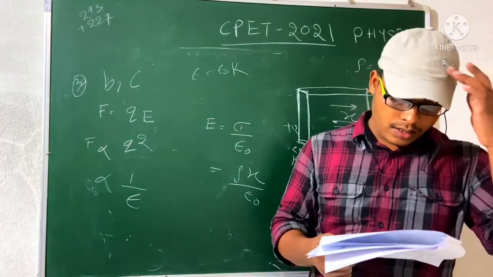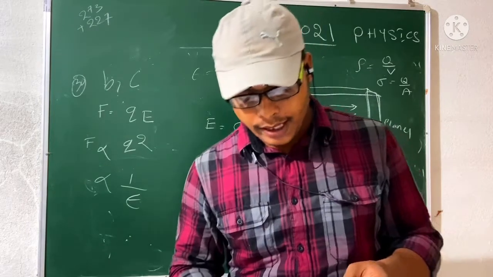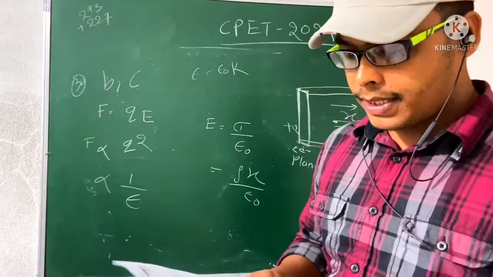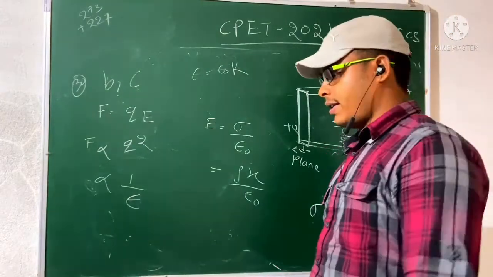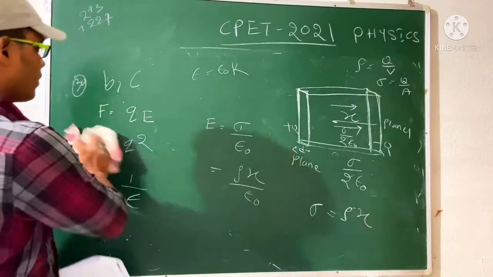Okay, so question number 31 is also given. How many time constants will elapse before the power delivered by the battery drops to half of its maximum value in an RC circuit? Okay, so it is an RC circuit question.